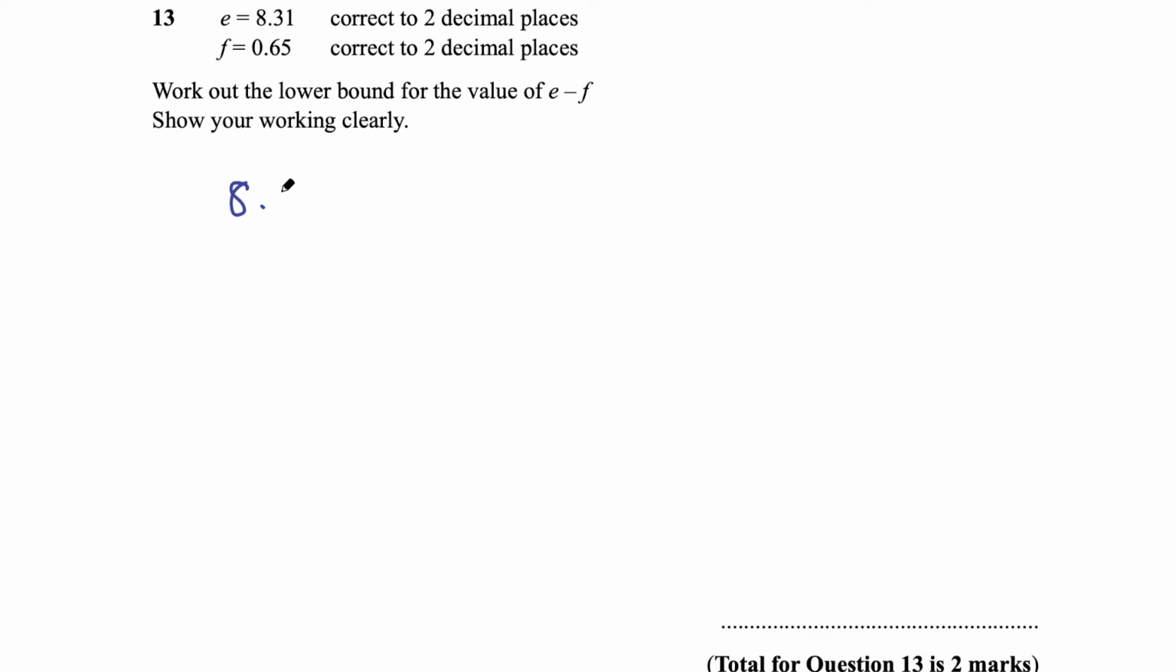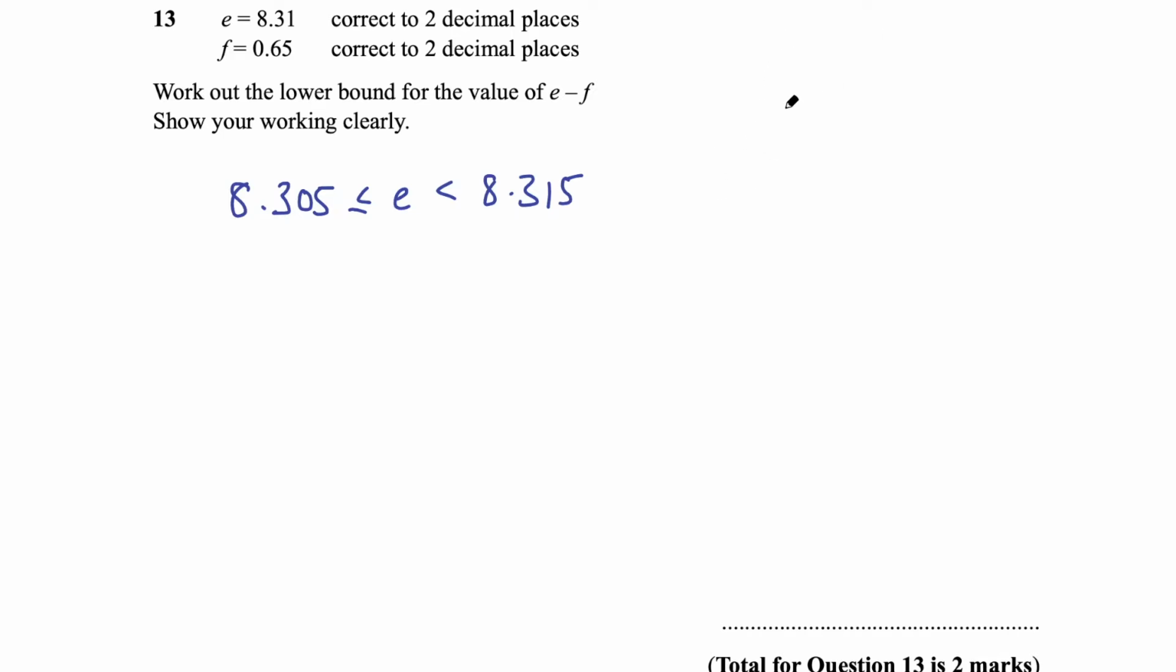So for example, 8.305 would round up to 8.31. And so then we say that E is greater than or equal to 8.305, and it's less than what would round down to 8.31? That's 8.315. So you really need to know or be good at rounding off to, say, a certain number of decimal places.